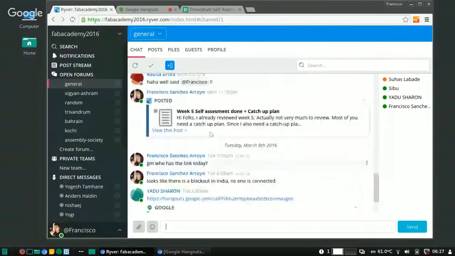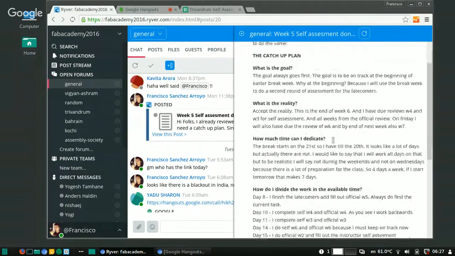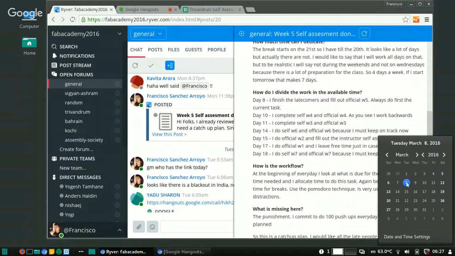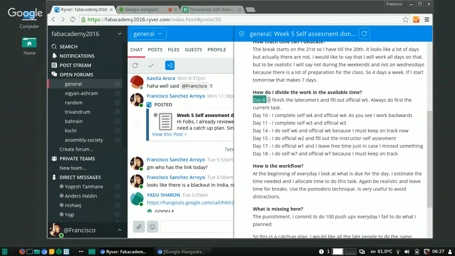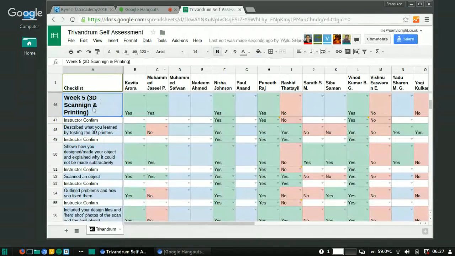Yesterday I shared with you my plan. This is my plan. Today is the 8th of March, so this is what I'm going to do today. I'm going to do week 5. So you should also try to do week 5, or finish week 5 today, because today I'm going to go back here and check all of this.